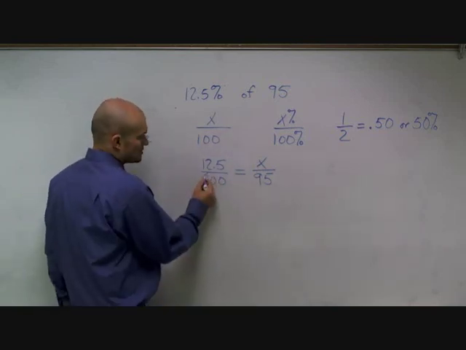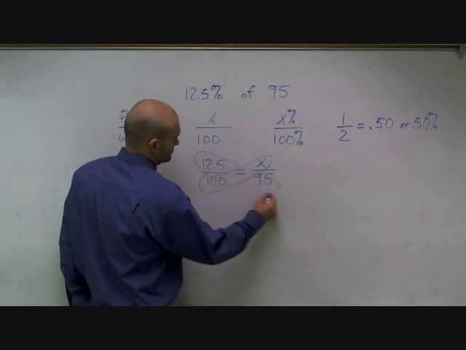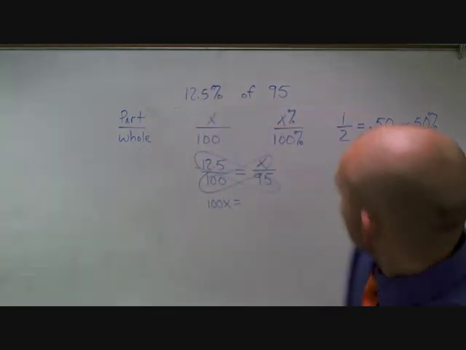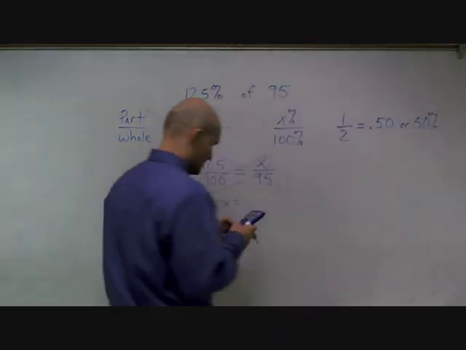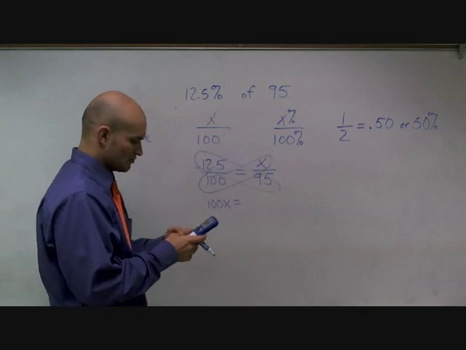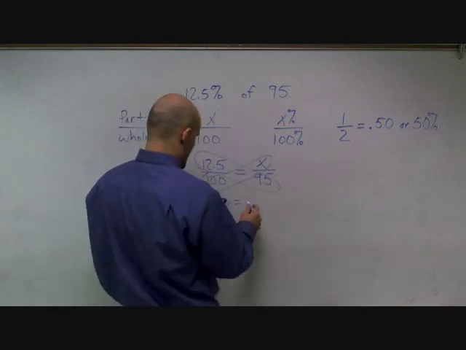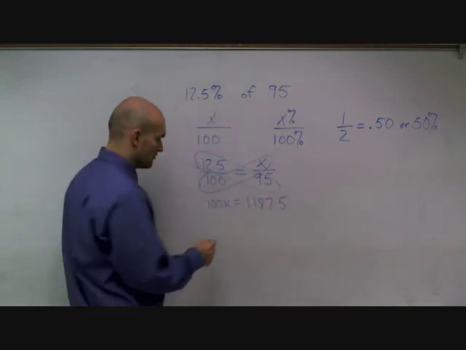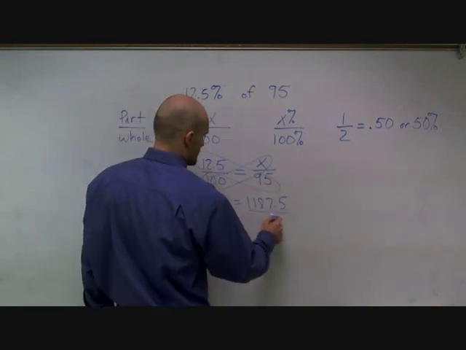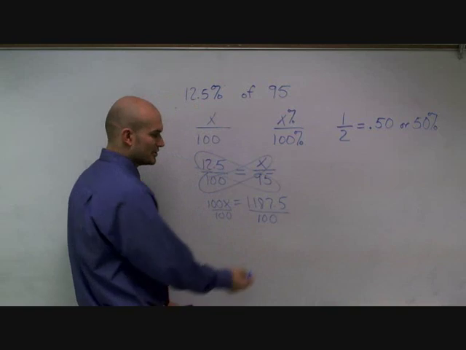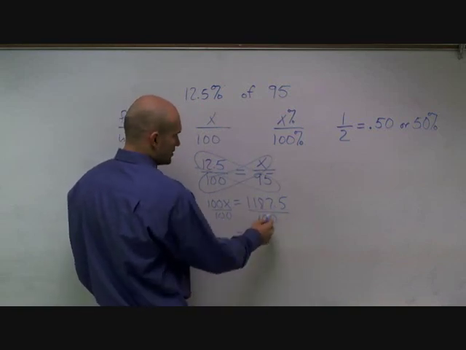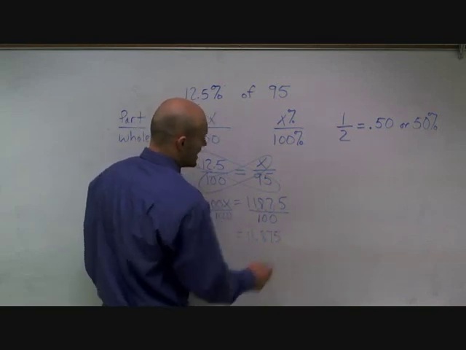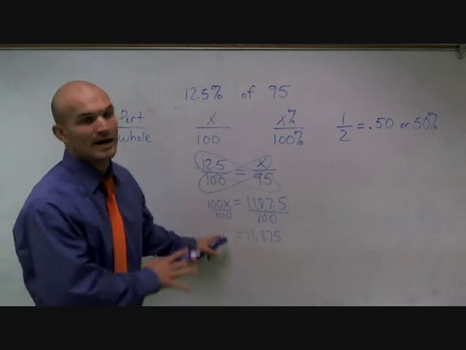And to solve proportions, we cross multiply. So I have 100 times x equals, and actually I didn't do this over here, so I'll take my calculator and do 95 times 12.5. And what I have is 1,187.5. Now, to solve for x, I'll just divide by 100, which means moving the decimal point over 2 spaces, which will be 11.875.